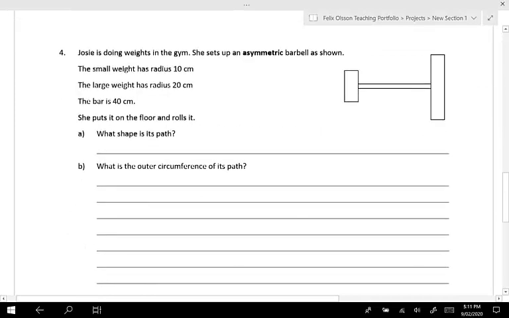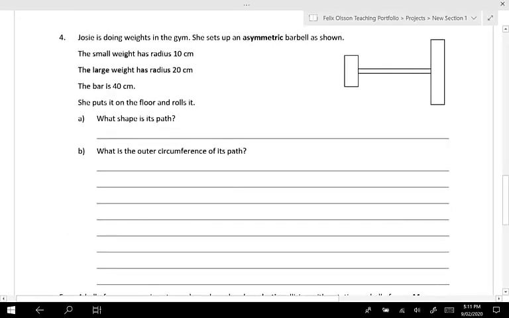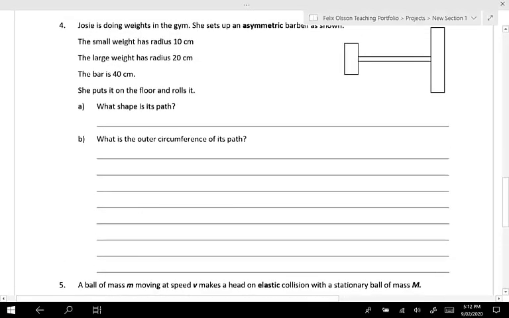Question 4 is a kind of tricky geometry problem. Most of you probably realize that the shape would be a circle, especially given that the second part of the question asks for a circumference. So the track that's made by the two barbells as it rolls around in a circle. So we're going to have a small circle and a bigger circle, and we want the outer circumference. We know that the difference in radius between these two is 40 centimeters because the bar is 40 centimeters long, and the bar is what separates the two weights.